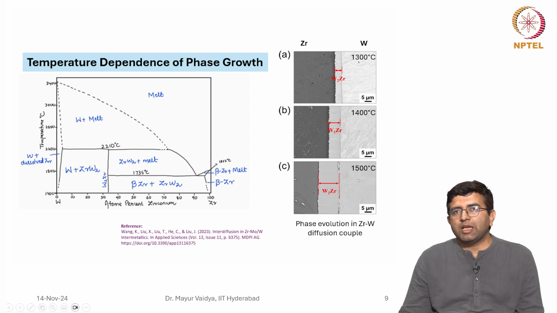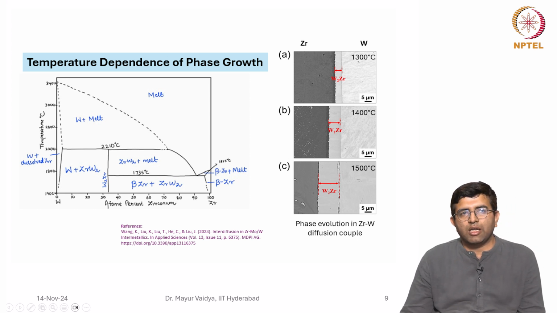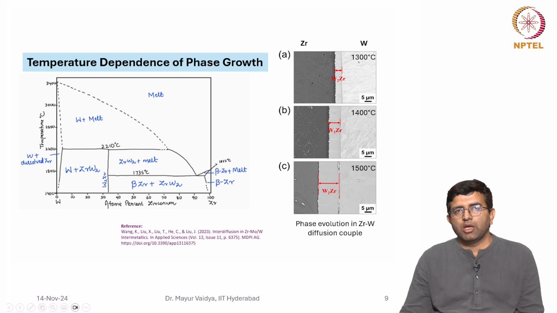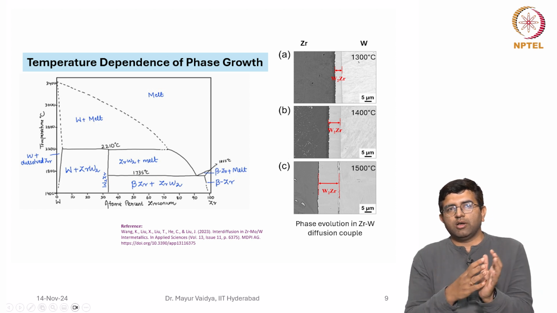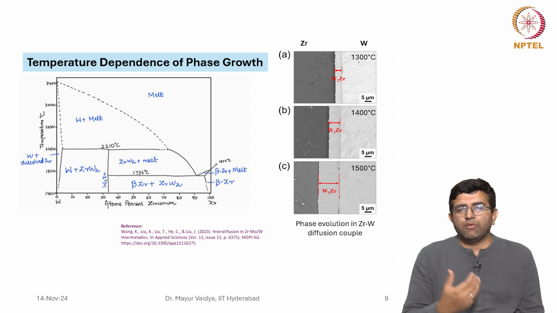You notice the thickness of these phases. Although the phase is the same here because you have only one intermetallic phase, although you have certain solid solution regions, you see the thickness of the phase changes as you change the temperature. That is because as you go higher and higher in temperature, the diffusivity is enhanced, and therefore the phases can grow to a larger thickness in the interdiffusion zone.